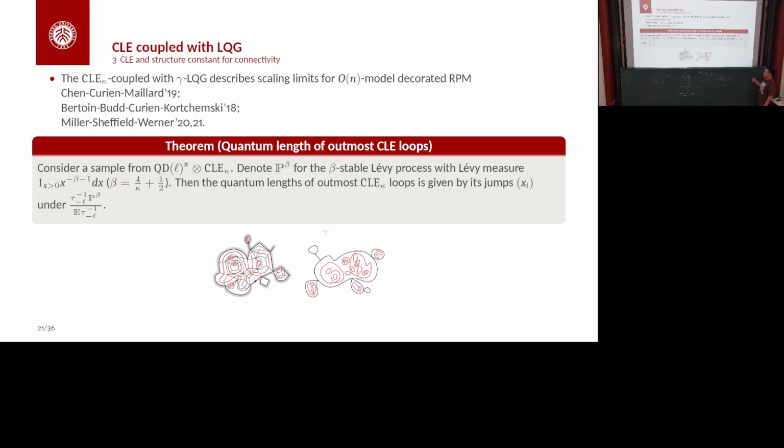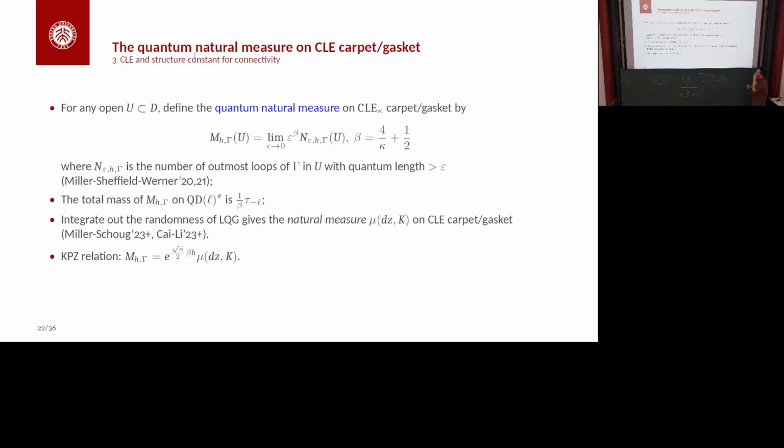Okay, how to construct this? As Morris's talk mentioned, the quantum length of the outermost loops can be encoded by some Liouville process. To define the natural measure, we first define something called the quantum natural measure. You fix an open set U and consider the number of outermost loops in this CLE with quantum length larger than epsilon. We denote this by N epsilon of h and gamma. h is the field and gamma is the CLE.